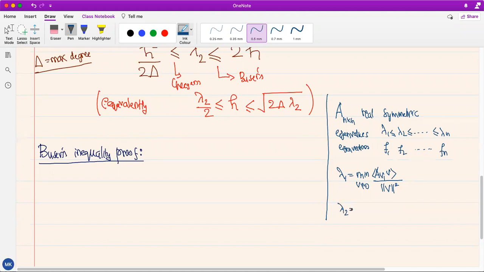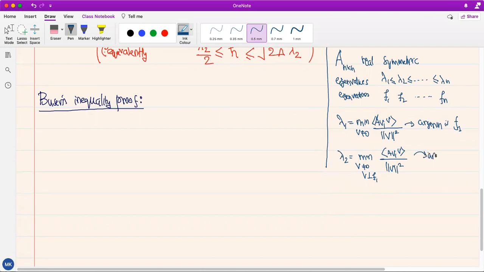How do you get lambda 2 then? Maximum? No, but maximum will give you lambda n. So V orthogonal to F1. Very good. So here the argmin means the V which minimizes. It need not be unique, but for simplicity let's say it's unique, then that one we can take to be F1. So lambda 2 will be: you minimize over V not equal to 0, but V also orthogonal to the first eigenvector, and you minimize the quadratic form, AV inner product V over norm V squared. That will give you lambda 2. And again the argmin, by which I mean the argument which minimizes that, gives you F2.